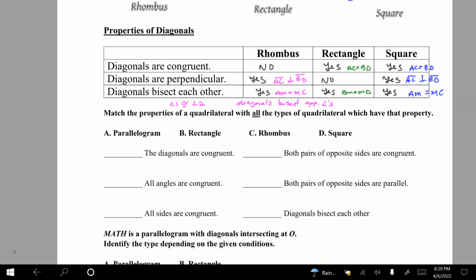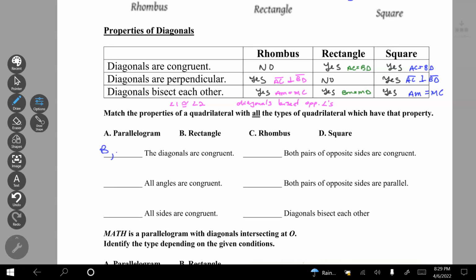So let's play match the properties. My 4 figures are parallelogram, rectangle, rhombus, and a square. And I have these 6 ideas, and it could be more than one answer. So the diagonals are congruent. Well, in a rectangle and in a square, they are congruent. Both pairs of opposite sides are congruent, and that's for all 4 items.